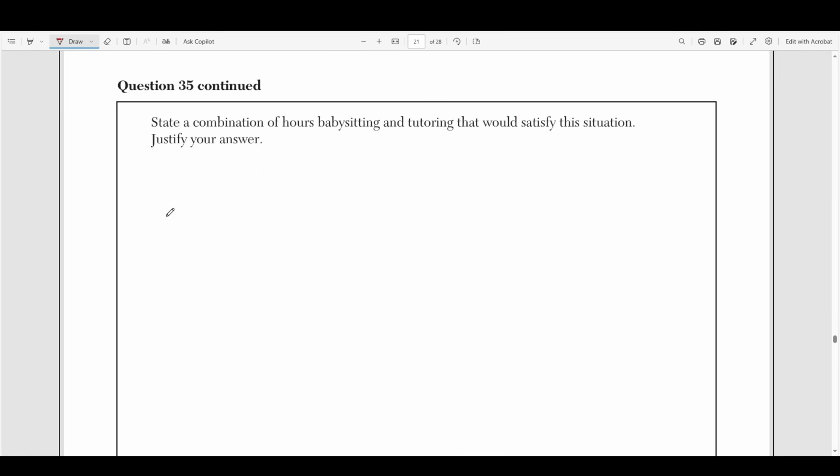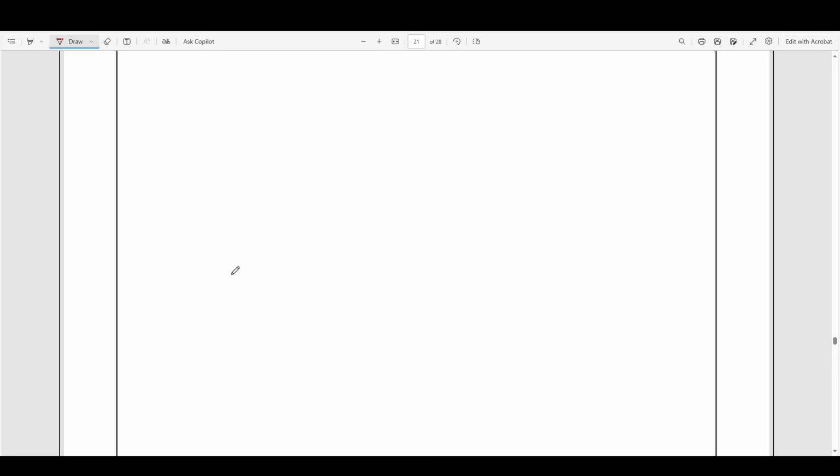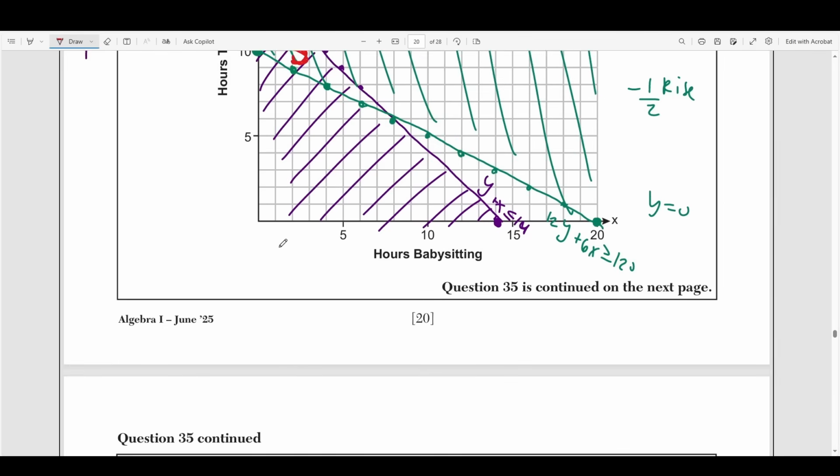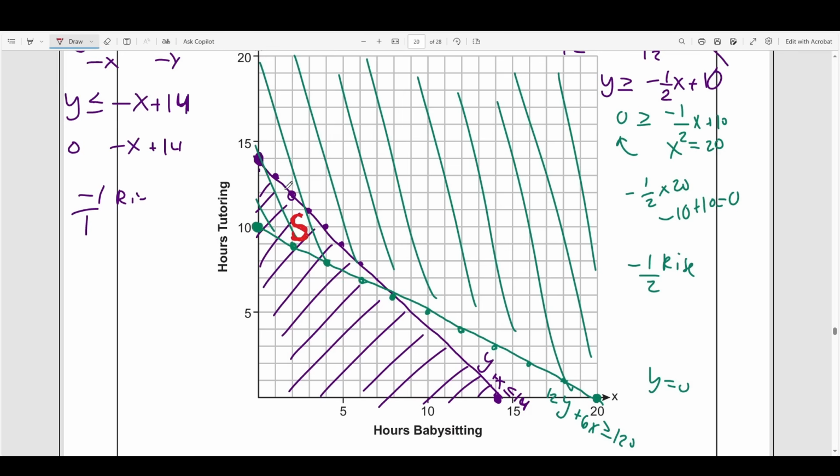And that's exactly what the last part of 35 asks us. It says, state a combination of hours babysitting and tutoring that would satisfy this situation. Justify your answer. So any combination can be found here. So for example, this point right here of 1 hour babysitting and 11 hours tutoring works.